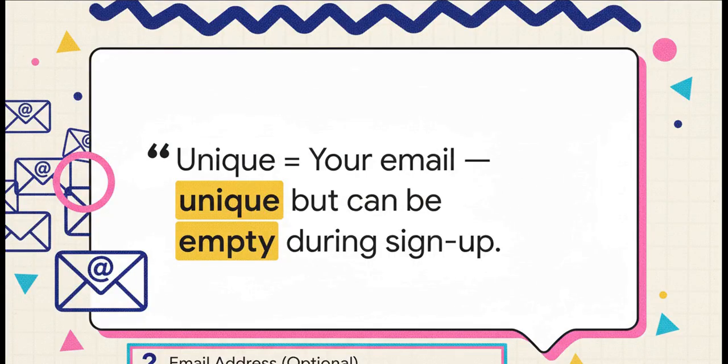Next, we have the unique constraint, and a perfect real-world example is your email address. In any given system, your email has to be unique, right? Two people can't have the same one. But have you ever signed up for something where providing an email was optional at first? That's the key difference. This constraint says no duplicates, but it will allow for one single entry to be null or empty.